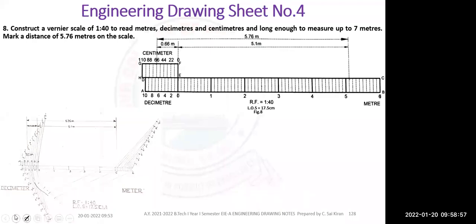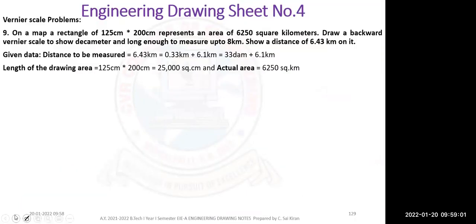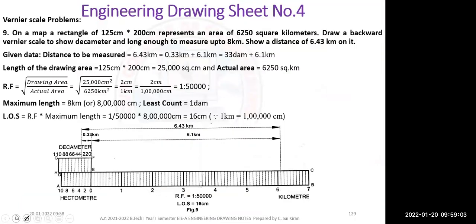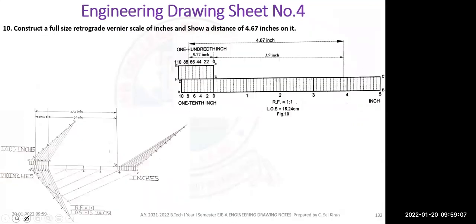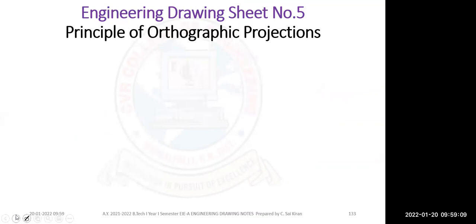So I'm going to the next topic. I'm going to sheet 5. Sheet 5 is the principle of orthographic projection.